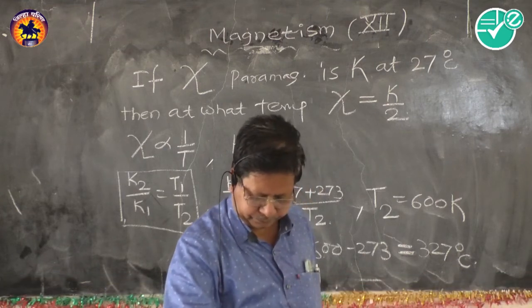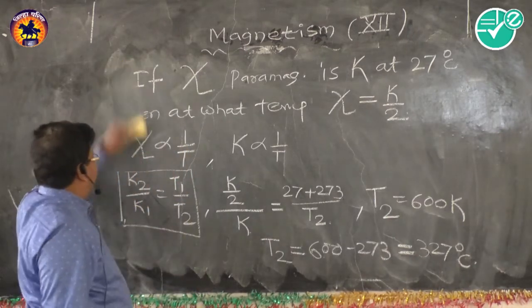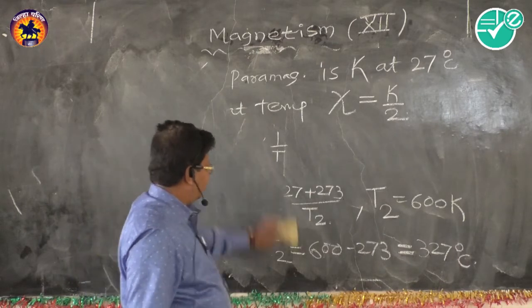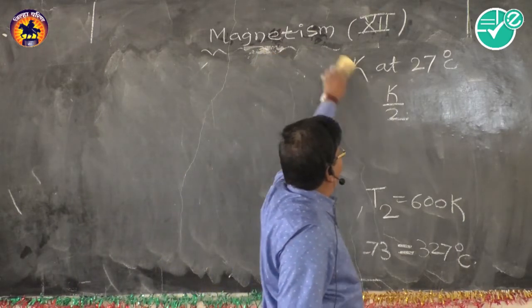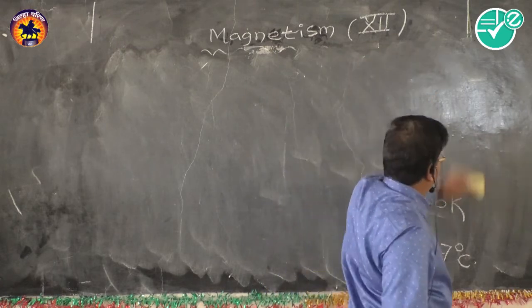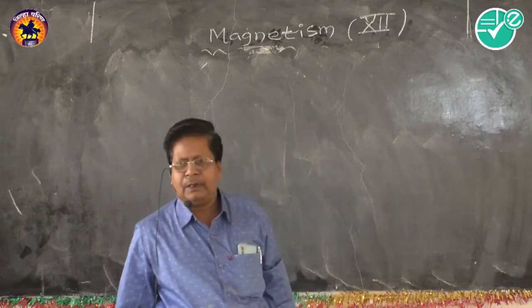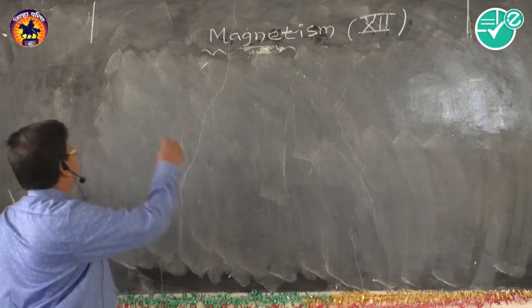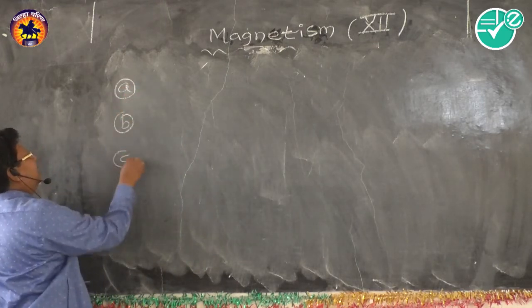Now if a substance is a diamagnetic substance, and for that diamagnetic substance different alternatives are given A, B, C, D.